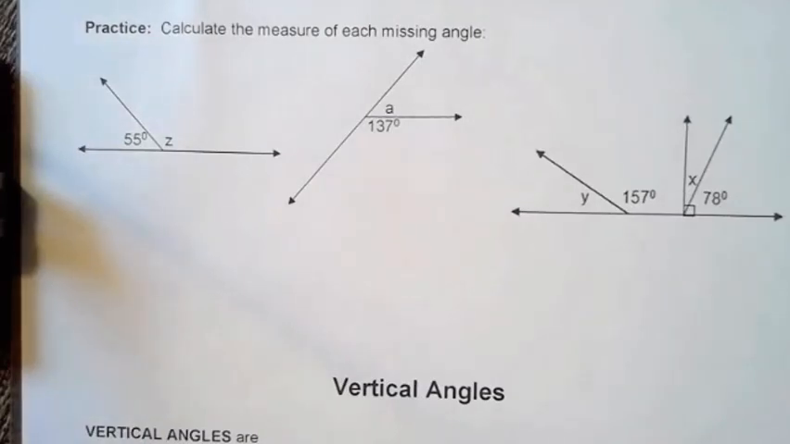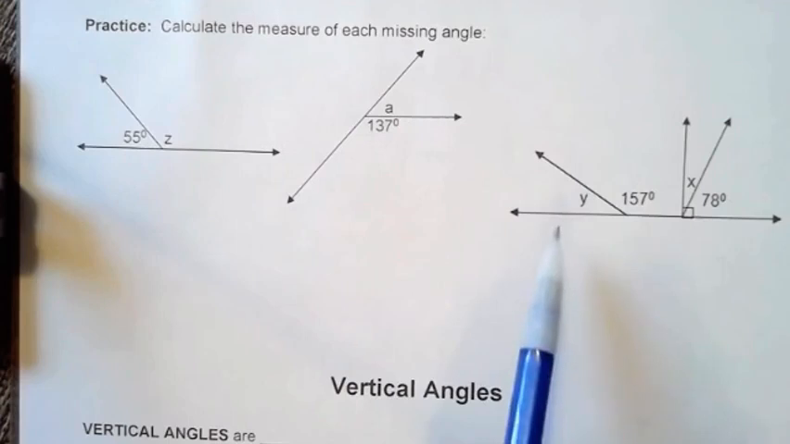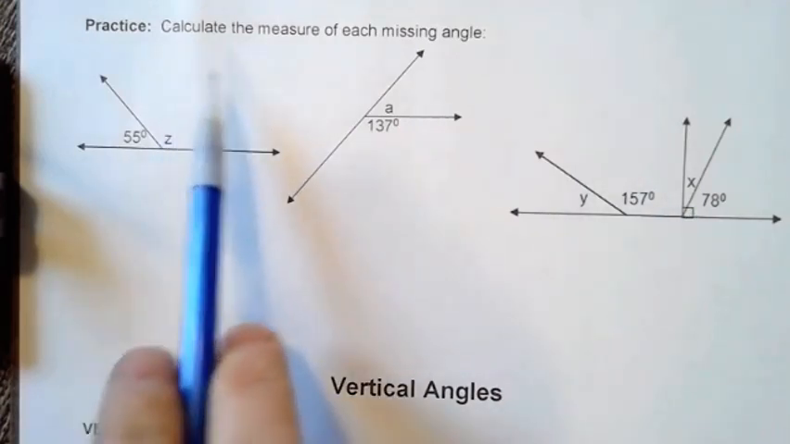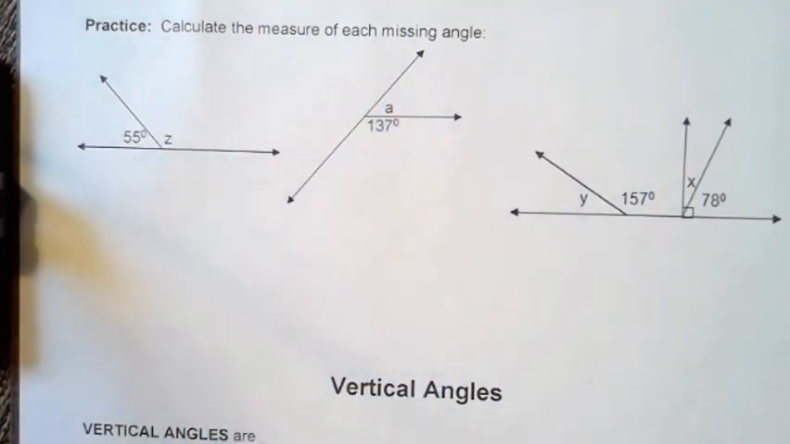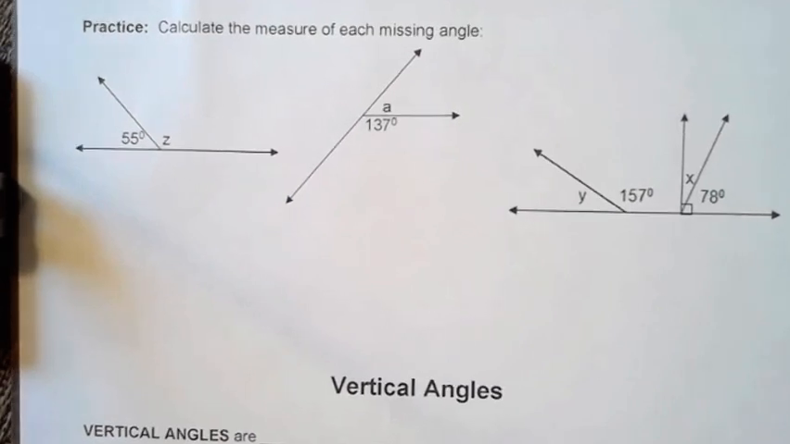In the next few examples, we have some missing angles whose measures I've represented with a variable. Here's a z, here's an a, a y, an x. What I want to do is calculate the measure of each missing angle in each picture. And in order to be able to do that, I have to think about what the angle relationship is between the unknown angle and the labeled angle.